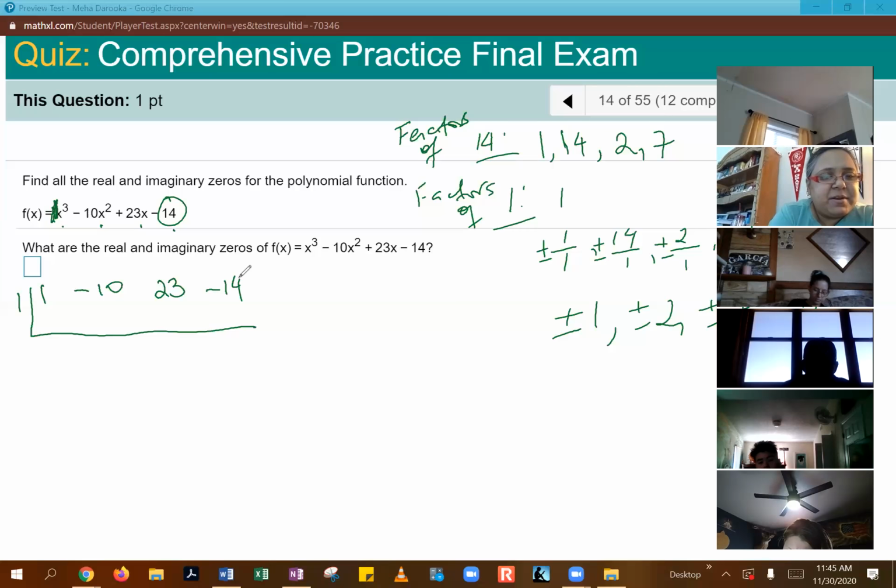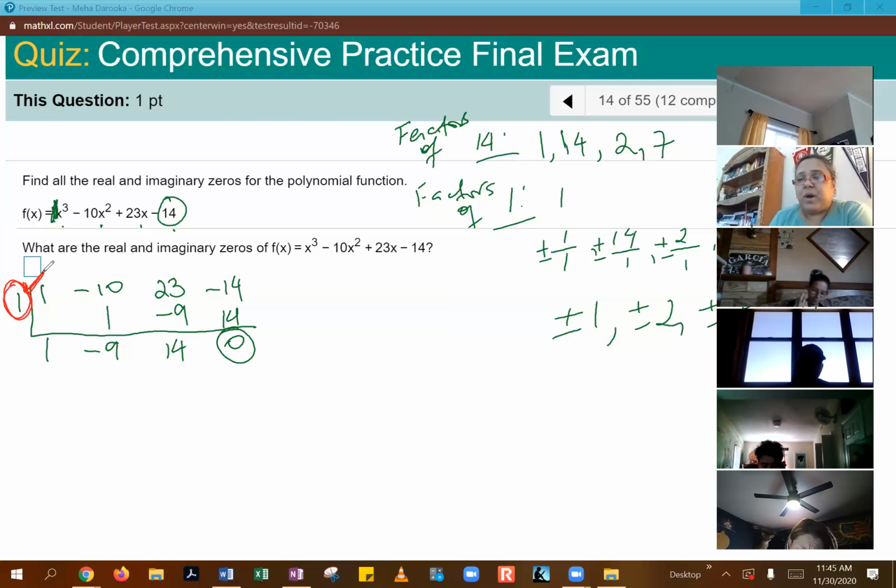You do have a 0 remainder here. So we bring down that 1 as it is. 1 times 1 is 1, which will give us negative 9 over here. 23 minus 9 gives you positive 14, so very nice. 14 times 1 is 14, which gives you 0. So if there's a 0 remainder, that means this is actually one of our factors, or one of our roots, basically. So we should have for our zeros positive 1 in there.